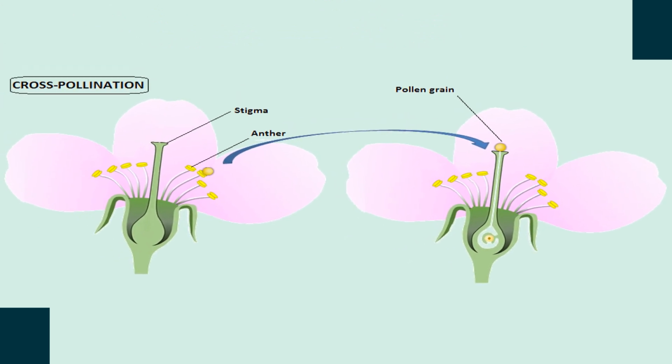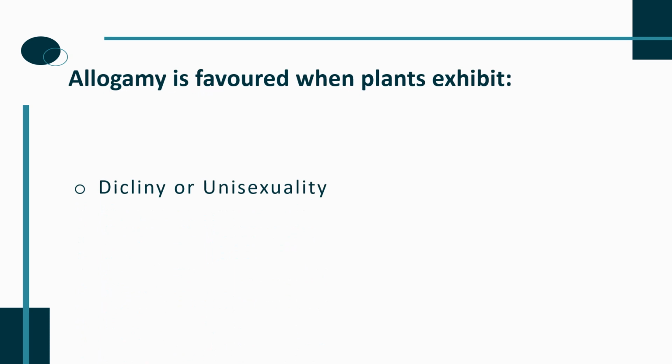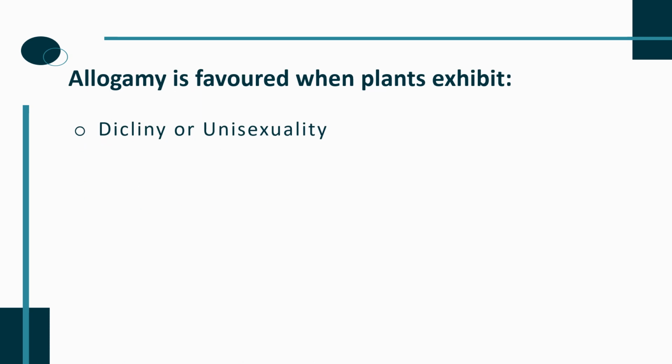As you can observe in this image, cross-pollination is taking place between two flowers of two different plants. Pollen from the anther of one flower is being transferred to the stigma of another flower. Allogamy or cross-pollination is favored under certain conditions. The first one is dicliny or unisexuality, which is when male and female reproductive parts are present on different flowers of the same or different plants.